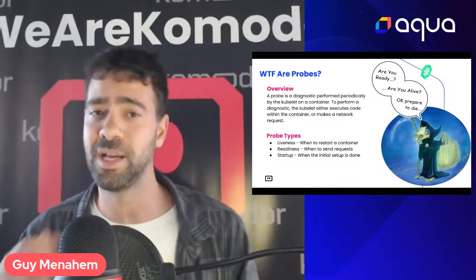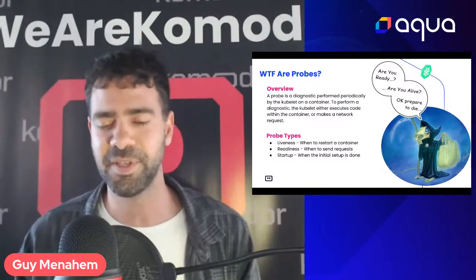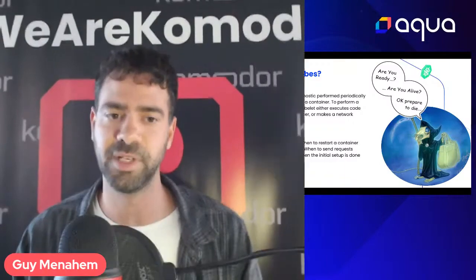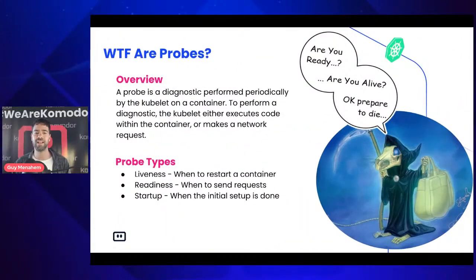We have two types of probes, or three types of them, but we are going to focus only on two of them today. First of all is the liveness probe. Liveness probe is a way to tell Kubernetes whether our pod or containers are alive, or whether we want to restart them.